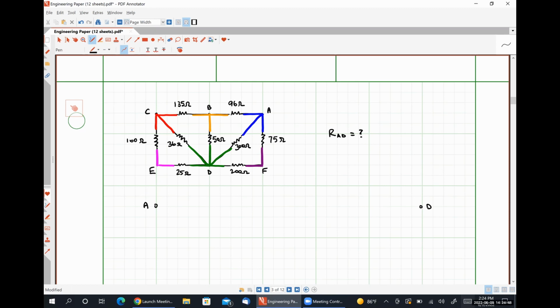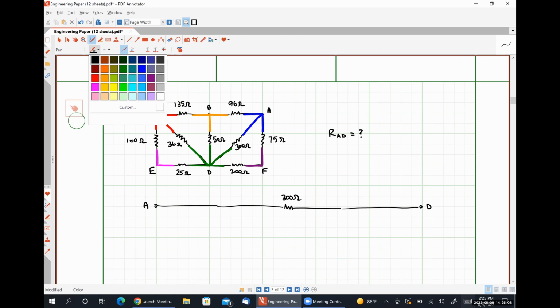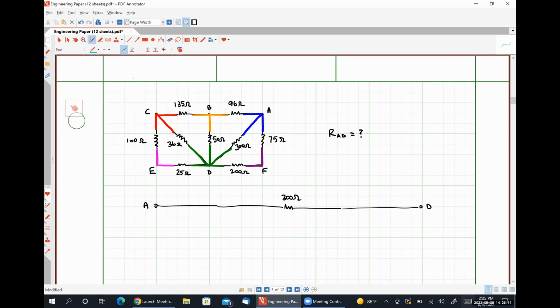So for instance, I can go from A to D directly through the 300 ohm resistor. So I'm going to put a 300 ohm resistor here in the middle that directly connects node A to node D. And I'm also going to put a little check mark by the 300 ohm resistor so that I recognize that I've already included that particular resistor in my new model.